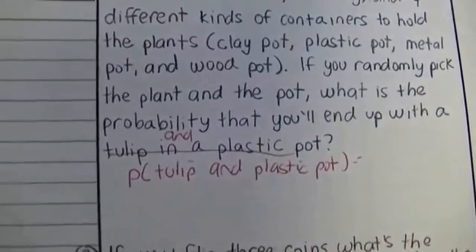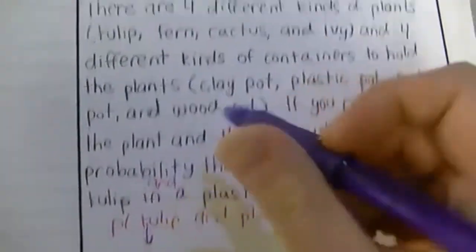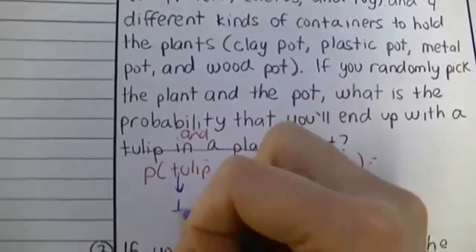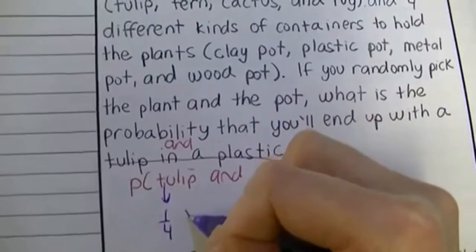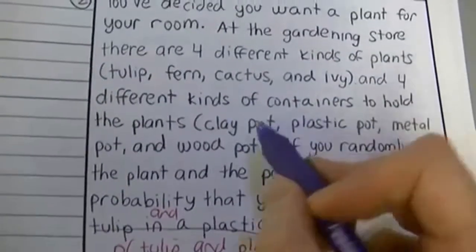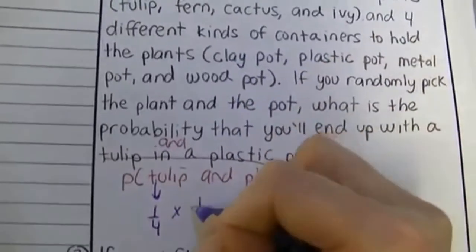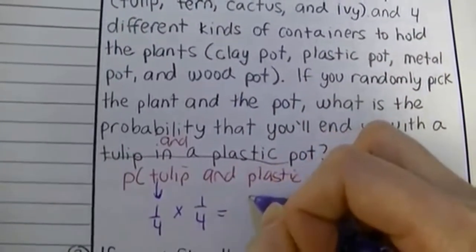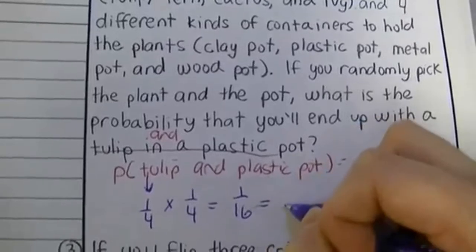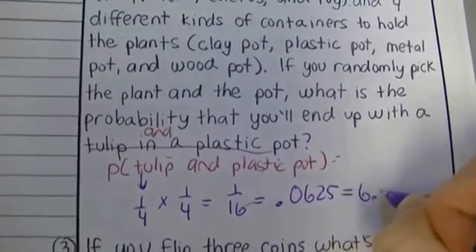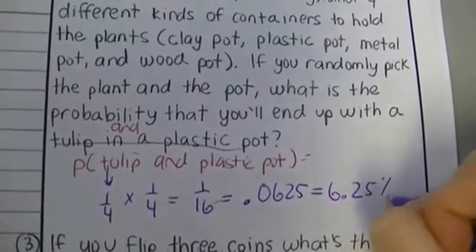Okay, so the probability of getting a tulip, there's only 1 tulip out of the 4 possible plants, so your probability is 1/4. And in probability would mean multiply, and the probability of getting a plastic pot is 1 out of the 4 possible types of containers. So 1/4 times 1/4 is 1/16, which is 0.0625, which is 6 and 25/100%.